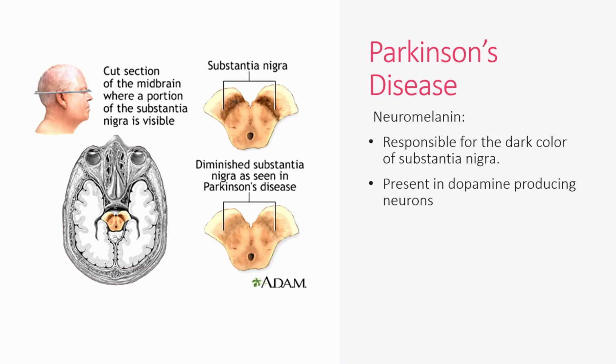Again, here's that substantia nigra. You can see how dark it is up top, and on the bottom, it's a lot reduced because there's less dopamine there.